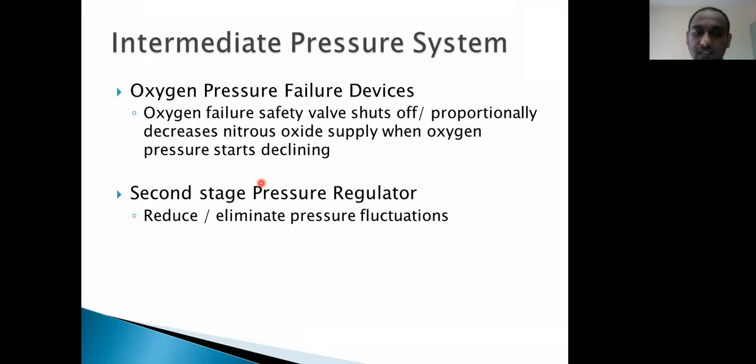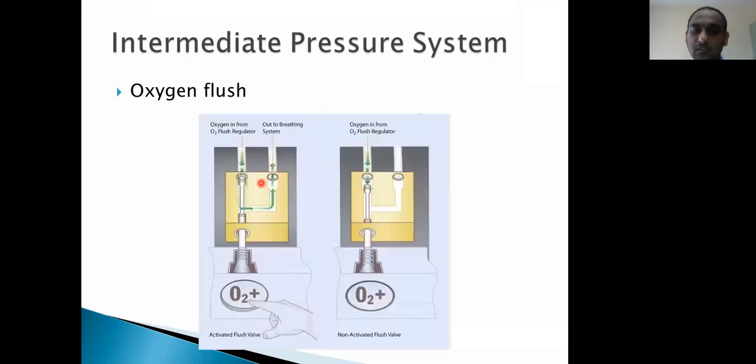Then there is the second stage pressure regulator. It is essential to minimize whatever fluctuations have crept in from the high pressure regulator. If at all any pressure fluctuations have come in, this is going to regulate this and stabilize the pressure. Also, in the older machines, the back pressure from the patient would cause fluctuations. So the second stage pressure regulator minimizes or eliminates even those fluctuations.